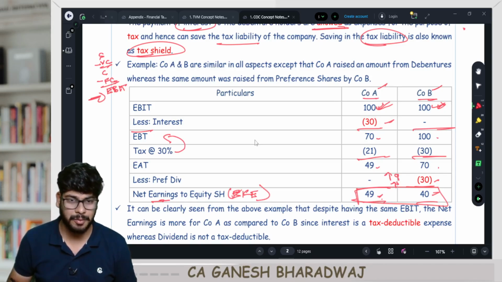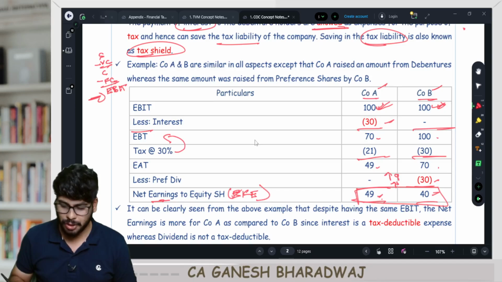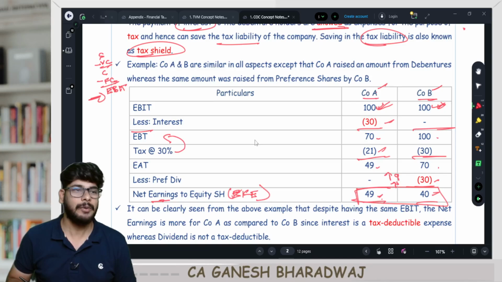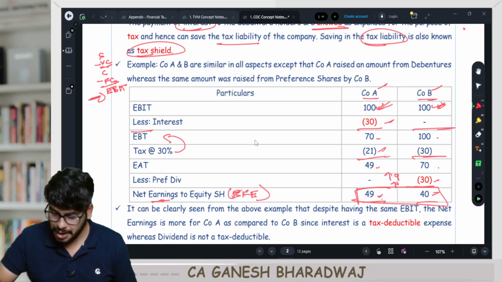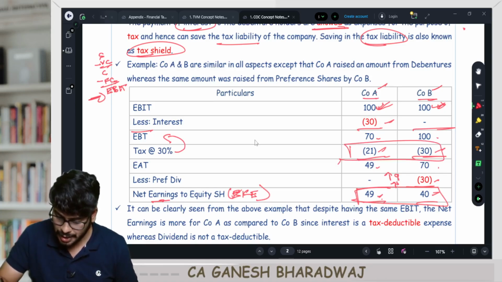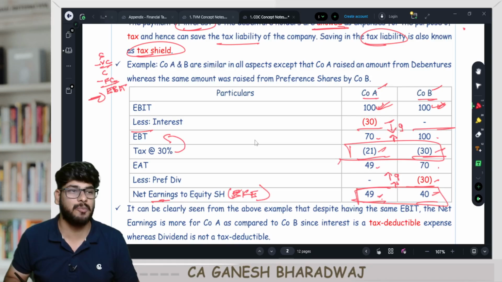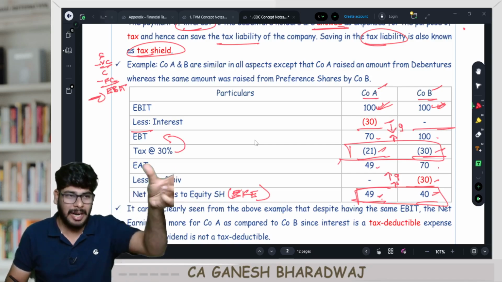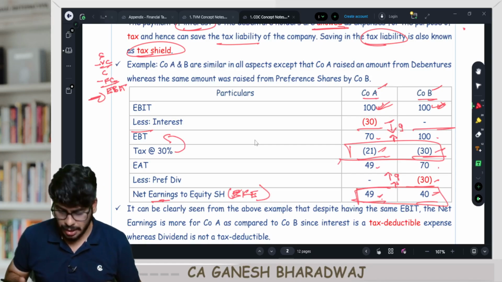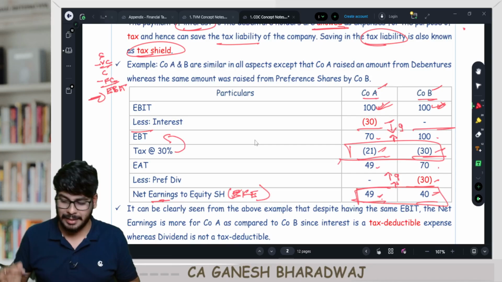How is this possible? If you notice, company A paid a tax of only 21 rupees, whereas company B paid a tax of 30 rupees. Seeing the difference in tax, company A ended up paying 9 rupees less tax. The lesser the tax amount or the lesser the cost, the more will be the profit. Sir, then why did company A pay lesser tax?